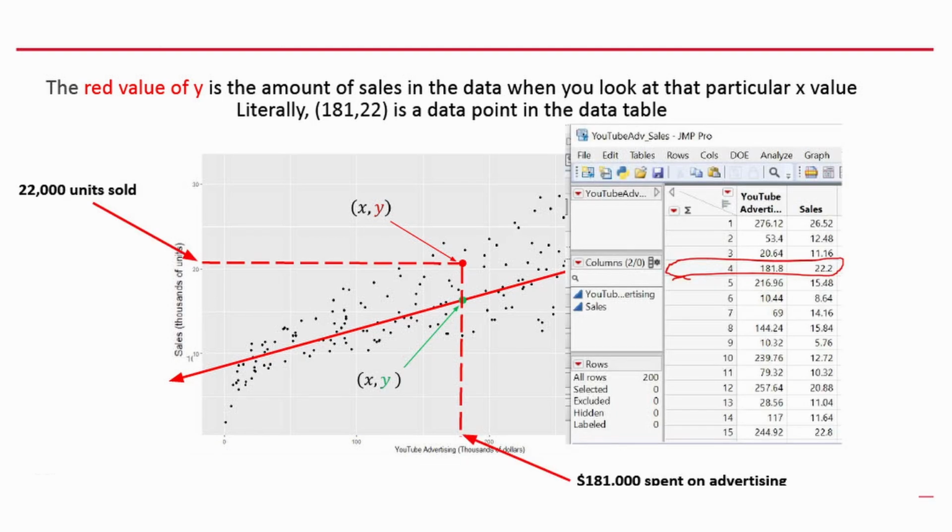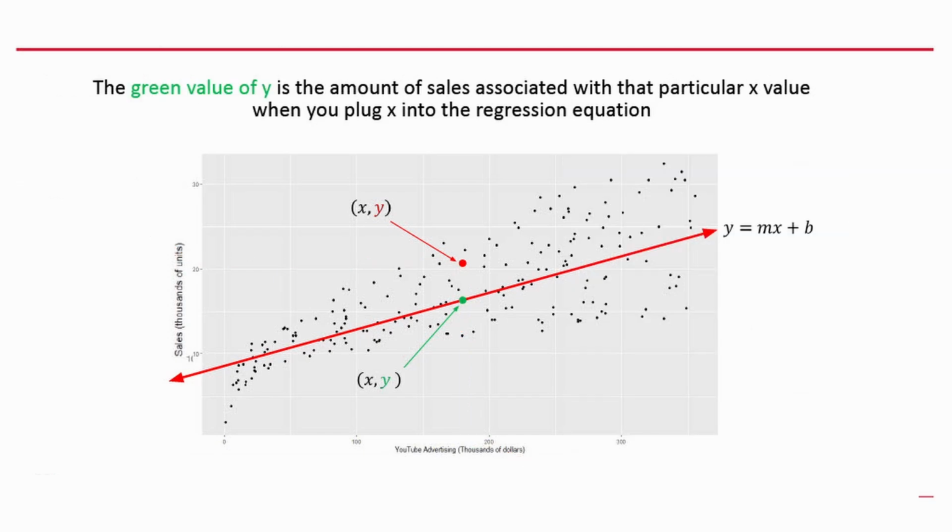That particular observation, that red dot, is row number 4. You can see it in the table here on the right. That's when x, YouTube advertising, is 181, and y, sales, is 22. Now you notice that the green dot is also for 181. That's when x is 181. But y is not 22. Y, if you trace the green dot over to the left, is probably more around, if I had to eyeball it, 15 or 16. We'd have to plug 181 into the equation to see what the equation would give us.